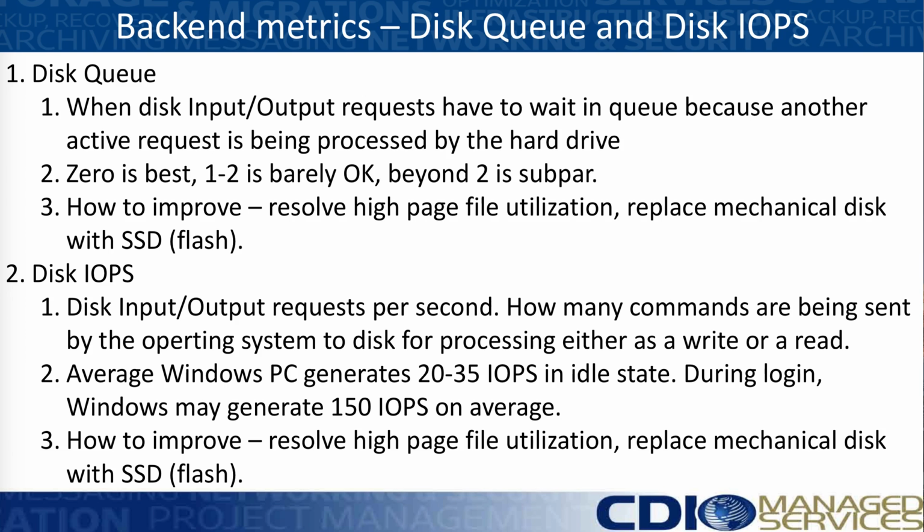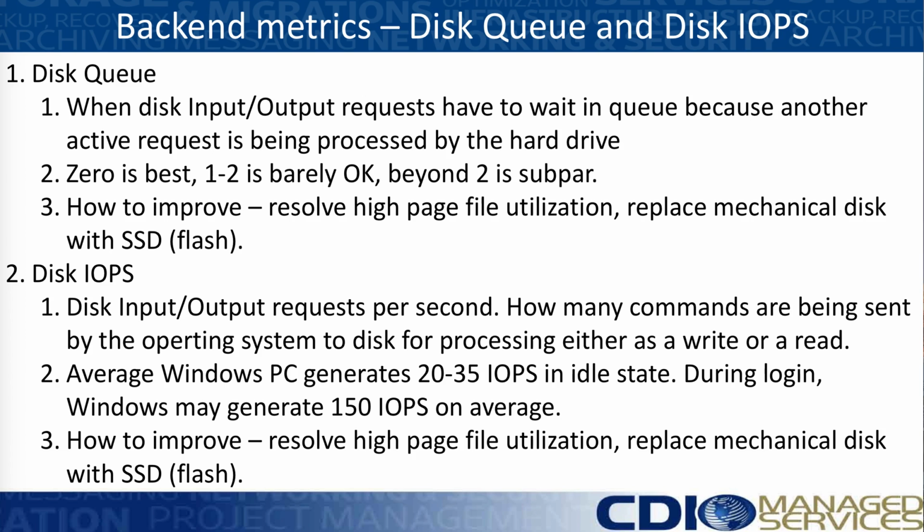So when you have these input output requests, they have to wait in queue because another active request is being processed. That's not good. So anytime there's a queue, it's not good. However, in this case, you want the queue to be 0 as much as possible. If your queue is 1 or 2, it's barely okay, but beyond 2 is not good. All right, so as close to 0 as possible.